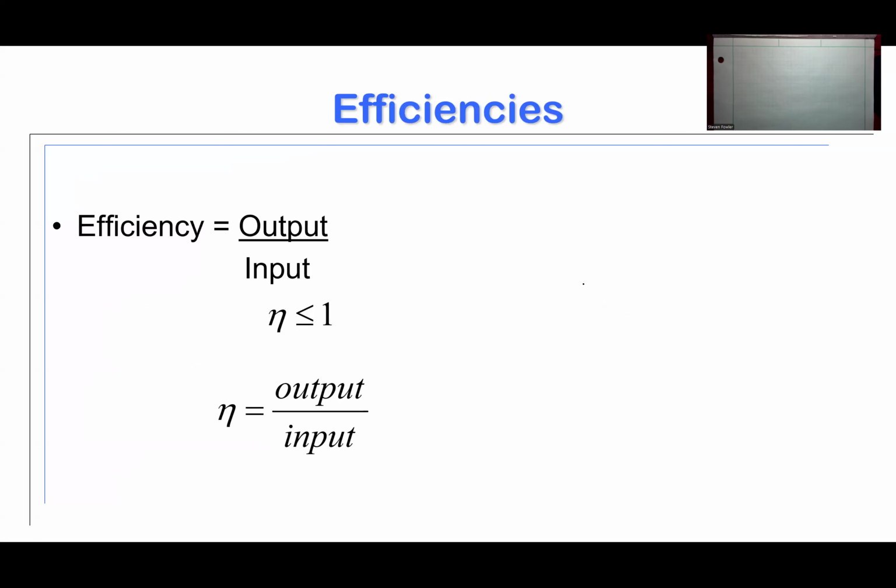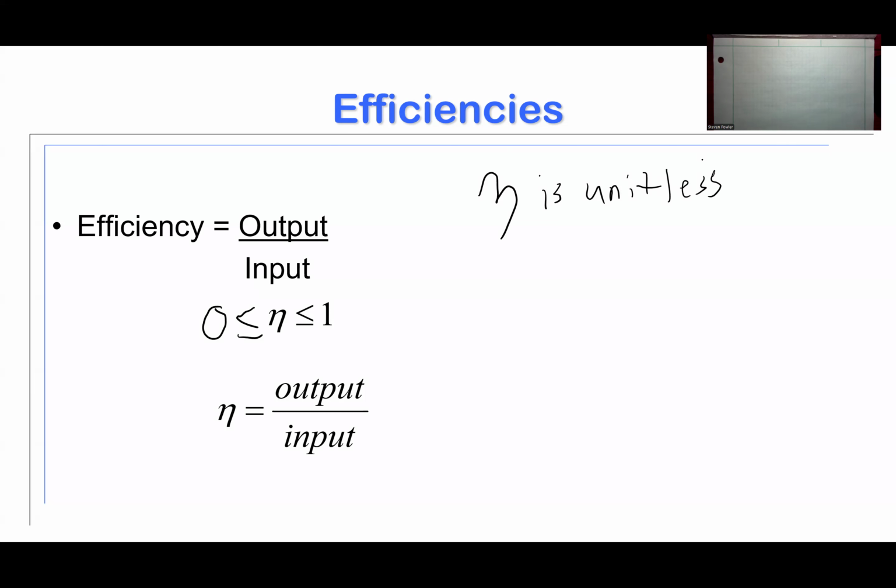Last thing I can mention here, I've got a minute or two, and then we can look at some example problems. This idea of efficiency: efficiency is going to be a quantity between 0 and 100%. Efficiency is unitless. This is how I would draw that eta, a Greek letter eta. Efficiency is unitless.